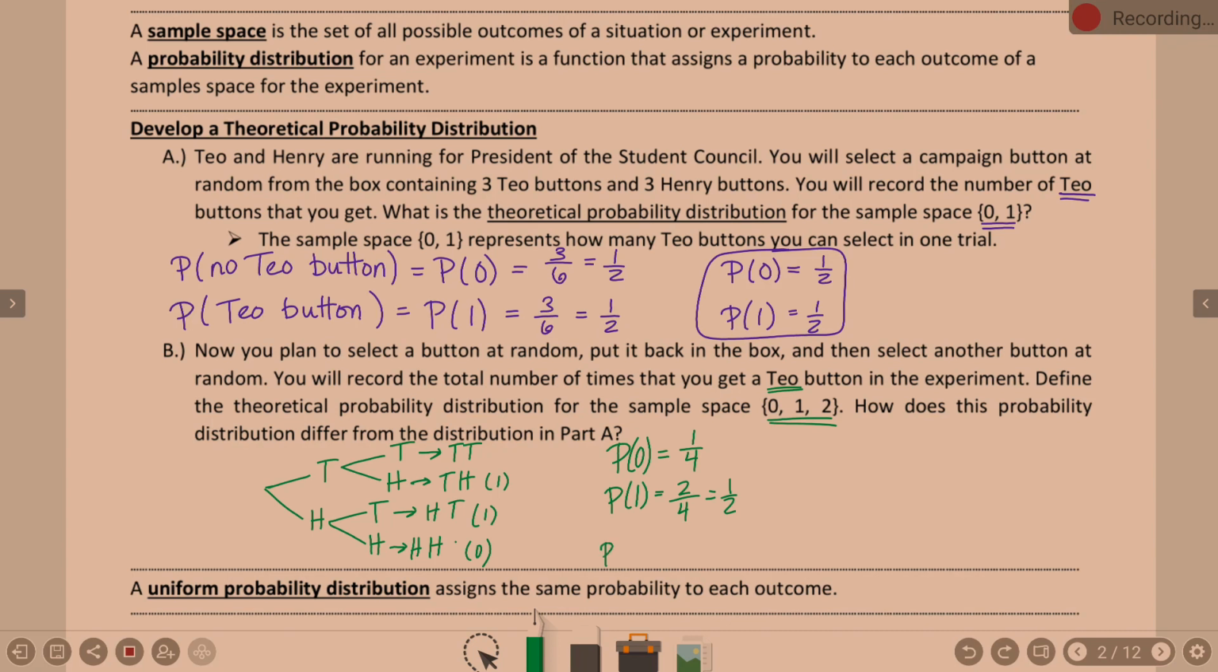Probability of 2. What's 2 mean? 2 TO buttons. How many of those do we have? There's one option up here, which is 2 TOs. So that's one option out of 4, or in other words, 1/4. So my probability distribution is right there.